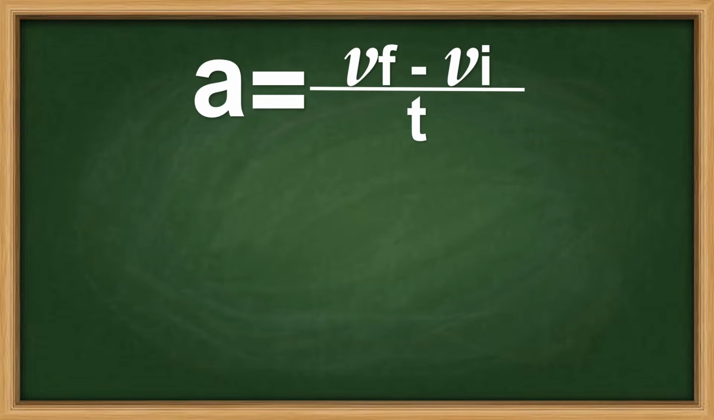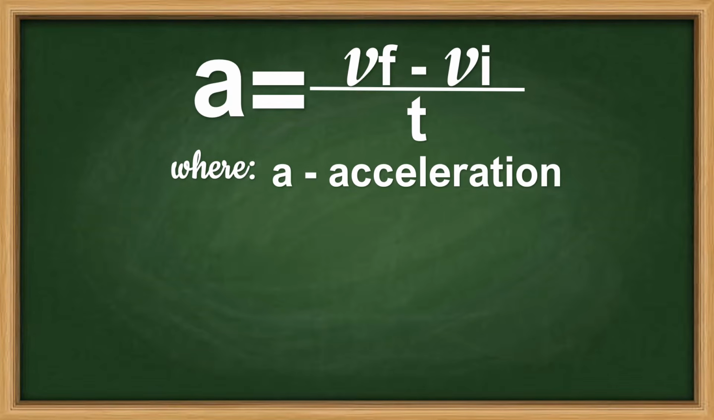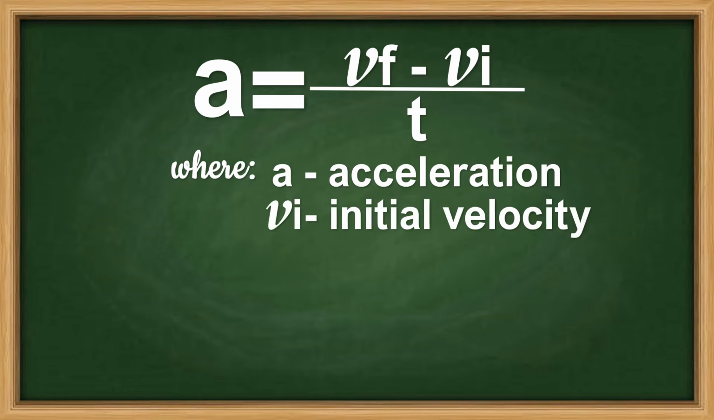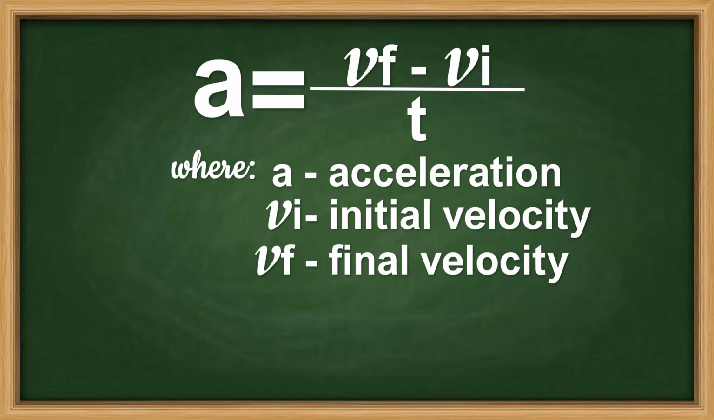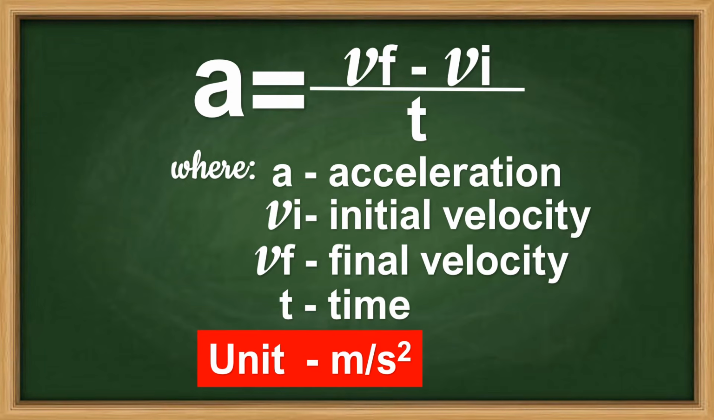Ang formula ng acceleration ay A is equals to Vf minus Vi divided by time, where A is for acceleration, Vi for initial velocity, Vf for final velocity, and T for time. And tandaan na ang unit ng acceleration ay meters per second squared. Using this formula, we will derive more equation using a magic triangle.